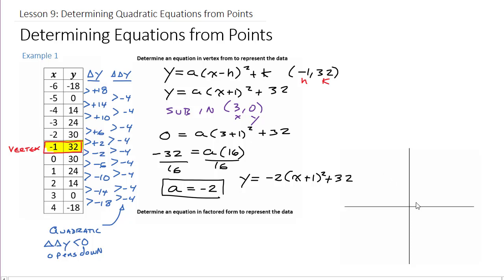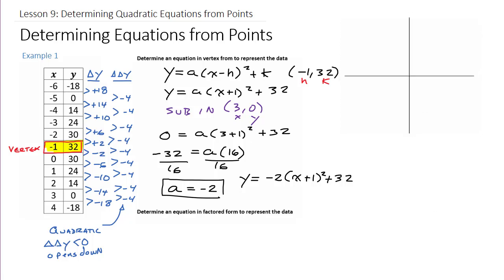There it is. I'm just going to move this graph up here so I've got a little more room. All right, so we know our vertex is at negative 1, 32. I'm just going to make a little graph here. Negative 1 over, 32 up. So we'll just say that's my vertex there at negative 1, 32. We know what a is. All right, let's find some more important information.